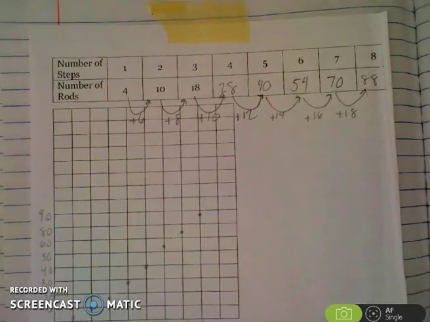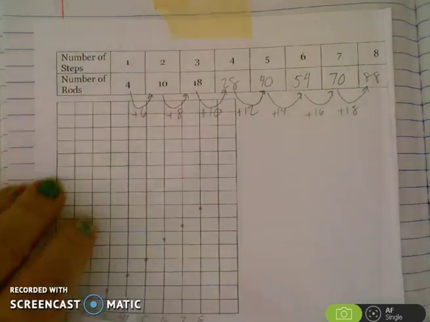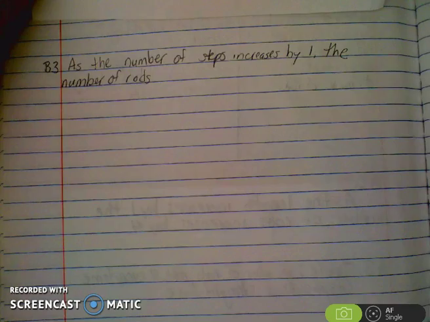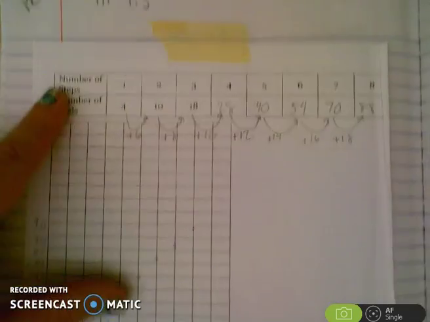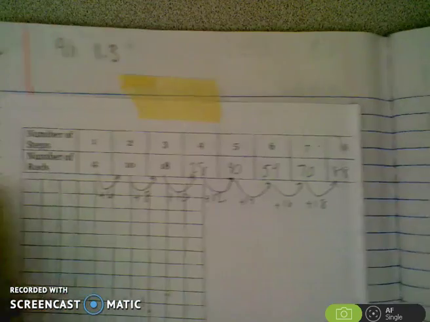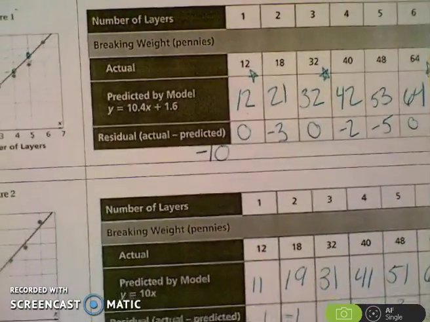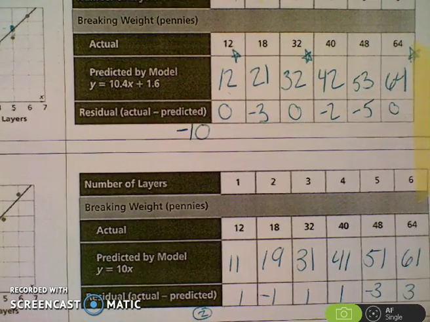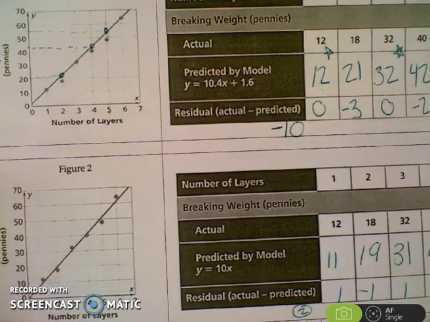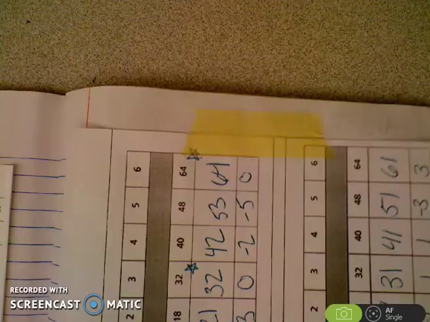Page 12 is another graph and table and some answers from section 1.3 underneath it. Page 13 has a rather large table that we made, finding residuals. Again, all of these papers, if you need them, are in the black bin at the back of the room.